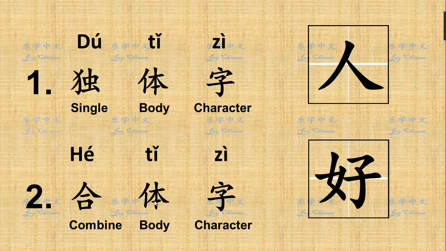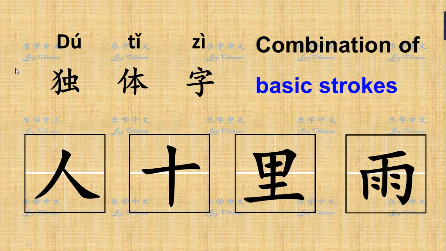Here 体 means the body. So 合 means combined. 独 means individual, single. Two big groups, 独体字 and 合体字. 独体字 is actually a combination of basic strokes. We learned basic strokes in the previous 8 lessons. So each of these basic strokes combined together can make a 独体字.